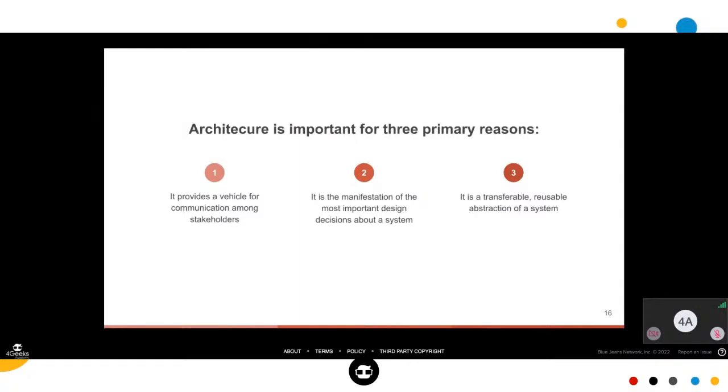Well, let's think about these three primary reasons. There are many, but I think these are three of the most important reasons why software architecture is important. First, it provides a vehicle for communication among stakeholders. What is a stakeholder, right? This is a word that everybody has heard in many meetings or documentation or mail.